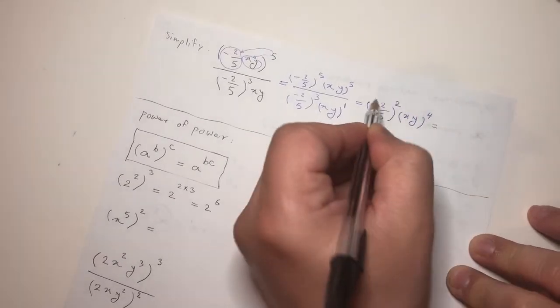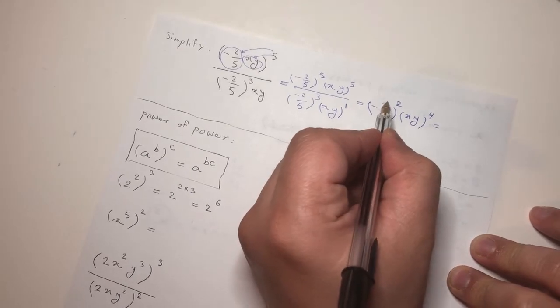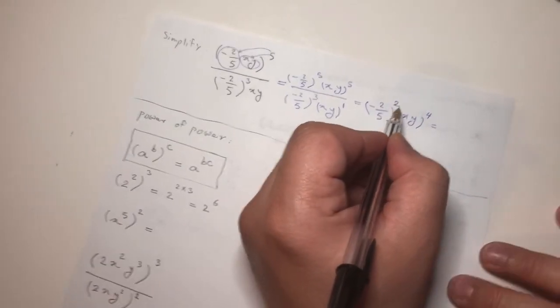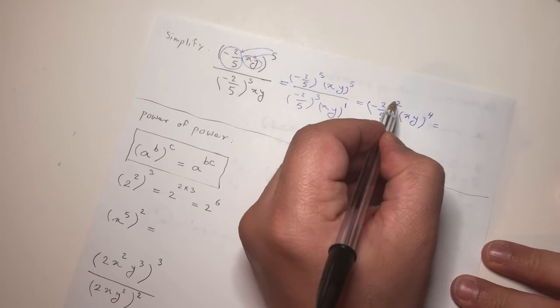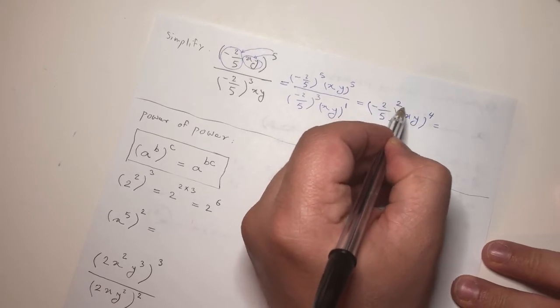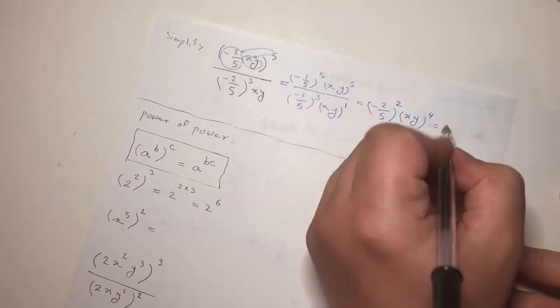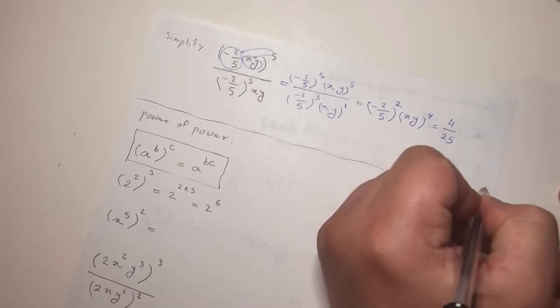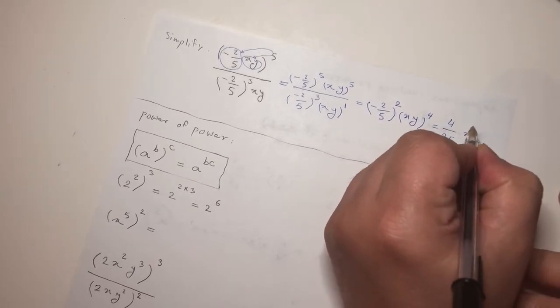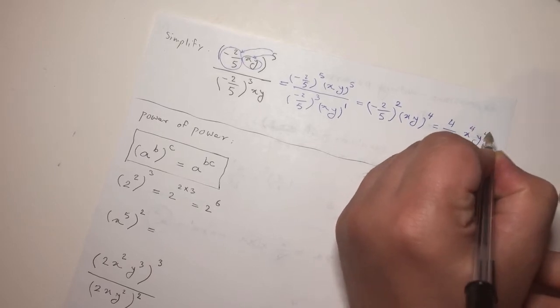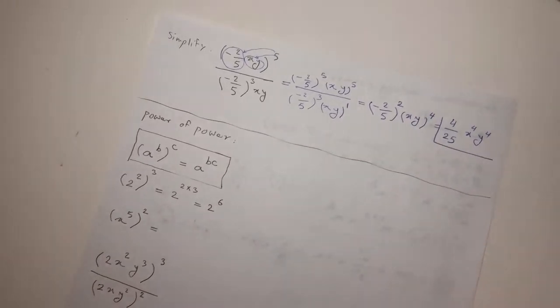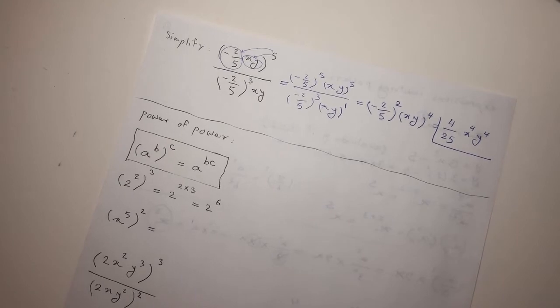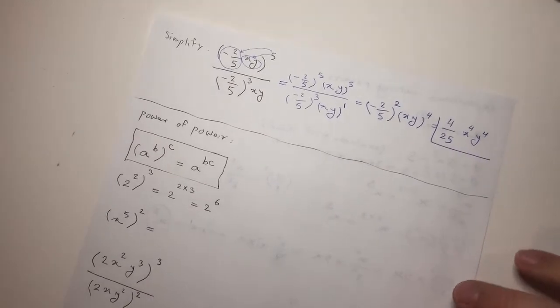So your result would be minus 2 over 5 to the power of 2, because this power is an even number, this minus cannot survive. The result would be 4 over 25 x to the power of 4, y to the power of 4. This is our simplified result here.